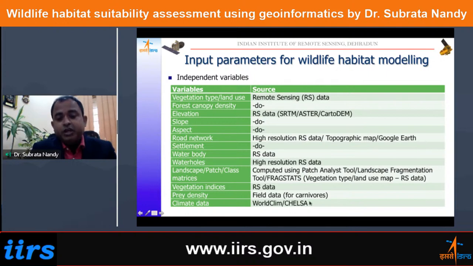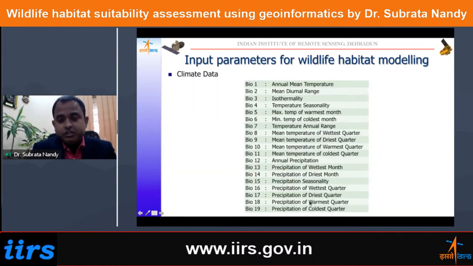In some of the studies, you can use climate data also. Climate data you can get from Berkeley or CHELSA data sets. So these are the various climate variables. They have bio 1 up to bio 19. These are basically temperature variables, varying from annual mean temperature to maximum temperature, mean temperature. So basically, precipitation and temperature, all the variables can be used. This is available in Berkeley data as well as in CHELSA data.